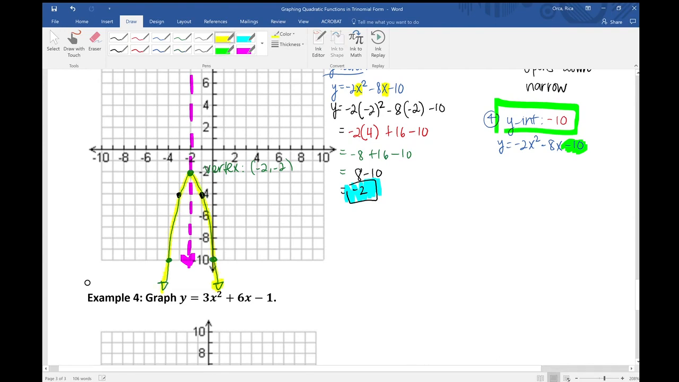Okay, now we want to graph the parabola. Highlight it, and then let's go ahead and identify our maximum. Since our vertex is the highest point, we have a maximum at y equals negative 2. And the domain, that's all real numbers.